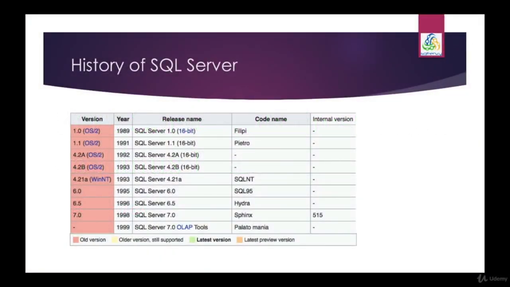Coming to the history of SQL Server. In 1989, Microsoft and Sybase jointly released the first version of SQL Server, SQL Server 1. It was designed for the IBM OS/2 platform with 16-bit architecture. In the early 1990s, Microsoft and Sybase began to develop a new version of SQL Server for the NT platform. While it was under development, Microsoft decided that SQL Server should be tightly coupled with the NT operating system. In 1992, Microsoft assumed core responsibility for the future of SQL Server for NT.